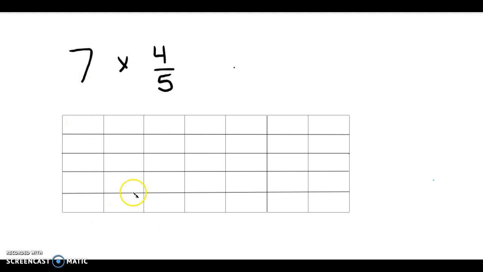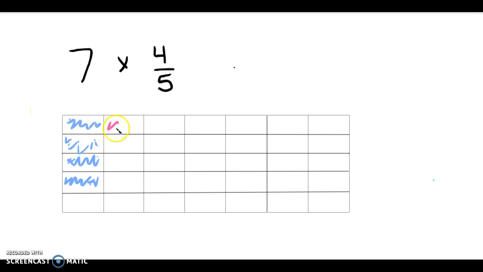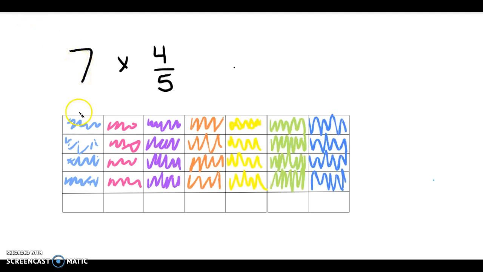So in every single one of these unit rectangles, I'm going to color in 4 fraction pieces. So there's 1, 2, 3, 4 in this one. I'm going to go ahead and change colors so you can see the distinction. 1, 2, 3, 4, and I'm going to repeat this process until I've done it on all 7 rectangles. Okay, I've finished coloring in 4/5 of each one of our 7 units.